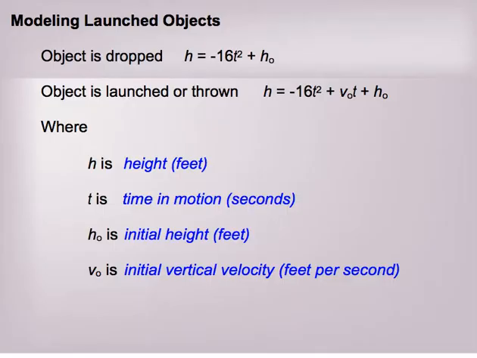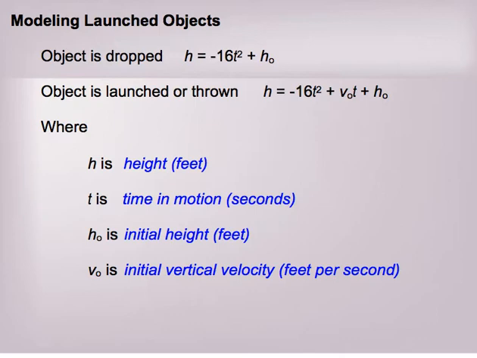Now let's talk about modeling launched objects. If an object is dropped, you have that first equation. If an object is launched or thrown, you have that second equation, and they're just a little bit different because of the launching. Now, you need to plug in, if you have h, that's going to be your height in feet. Okay? It's always in feet unless otherwise specified.